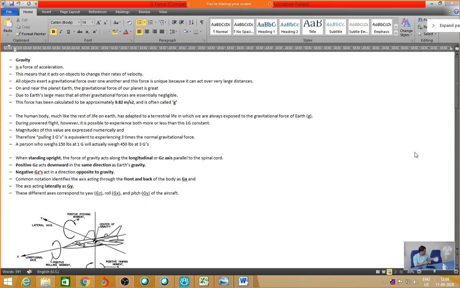So today we'll start a class on gravity and G-force. It's an important topic. You're supposed to know this topic with regard to two important things. One is aviation, another is space travel. So we'll be discussing gravity first so that we can understand the concepts which are related to gravity.